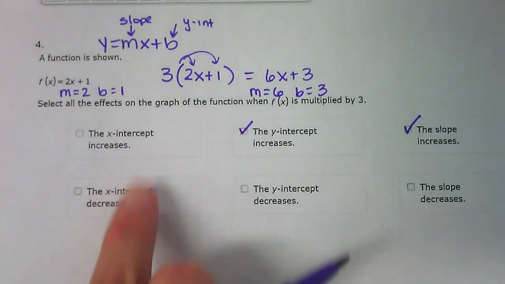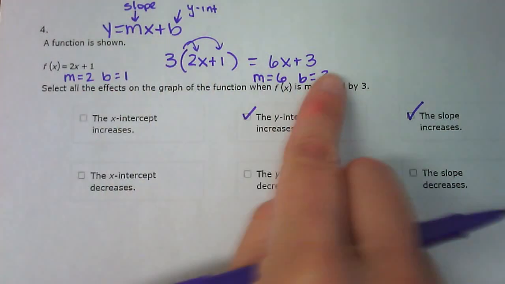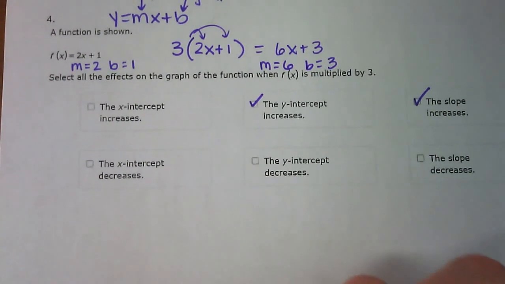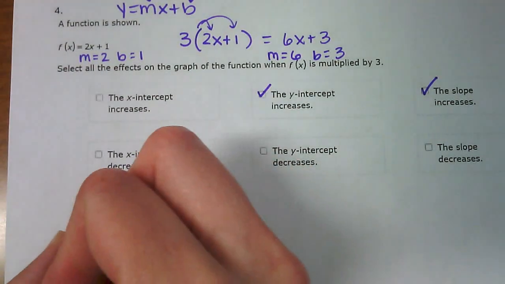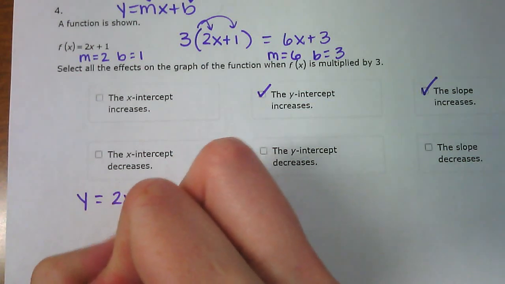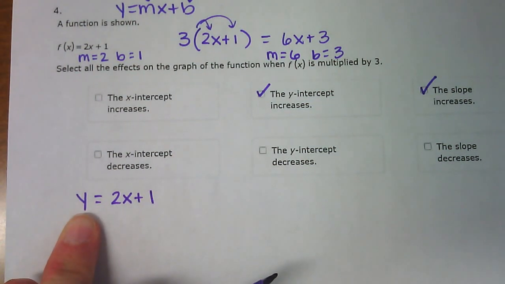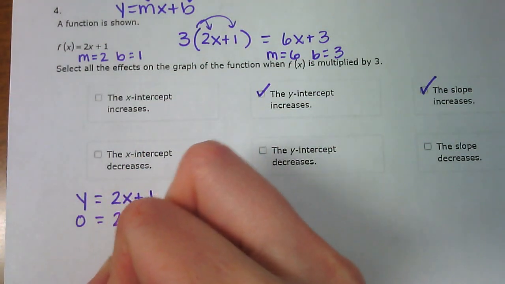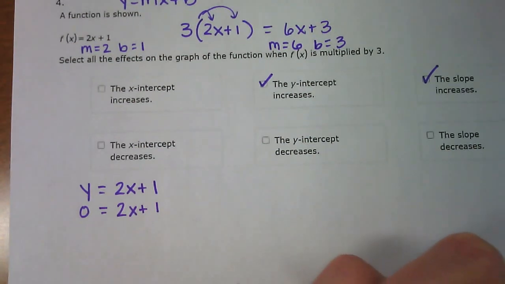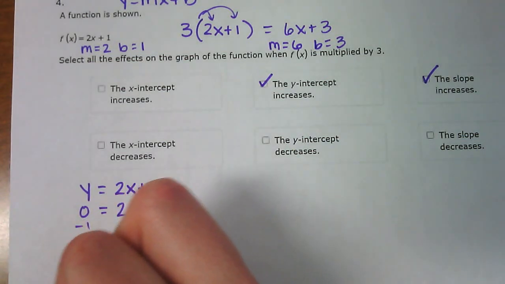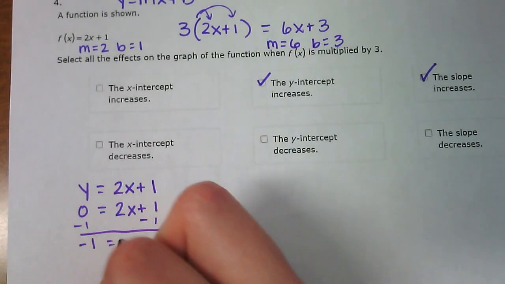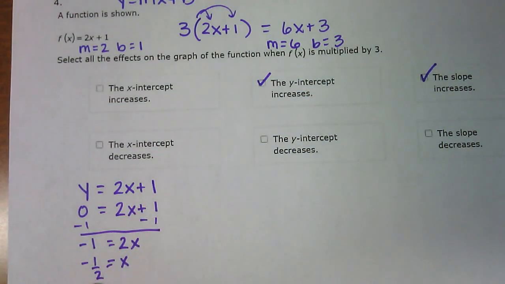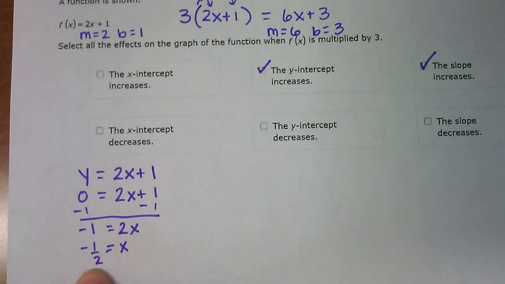Okay, now we have to look at x-intercepts. X-intercepts aren't listed here. In order to find an x-intercept means y is 0. Okay, our original function, when we have f of x, that means the same thing as y. So we're going to put a y here. Y is 0. If y is 0, we're going to move the 1 to the other side, and then we're going to divide by 2, and we get that our x-intercept is going to be negative 1/2.